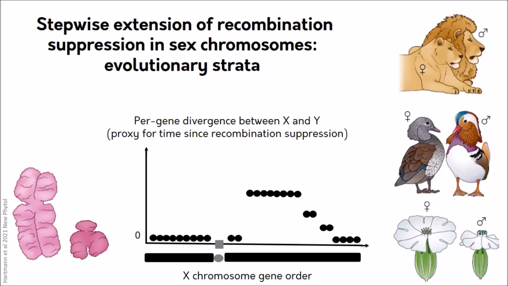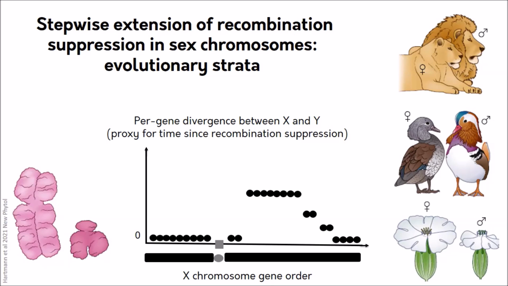And if you plot this pairwise gene divergence between the X and the Y alleles along the X chromosome gene order, you can see in mammals and in some birds, in some plants, what we call evolutionary strata of differentiation. So you have discrete strata of different levels of divergence. And this indicates that recombination suppression occurred first in the central region here, and then extended with time in several steps, because you have strata with decreasing divergence when you go farther from the sex-determining gene.